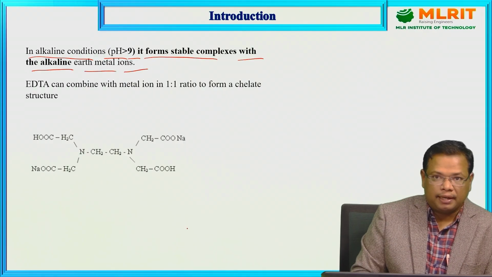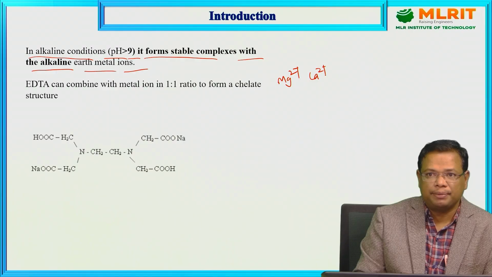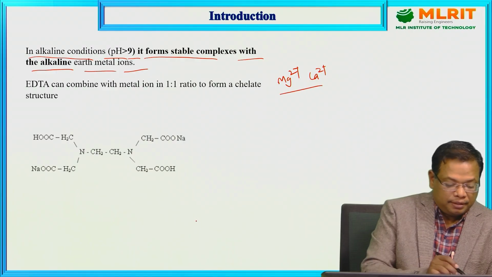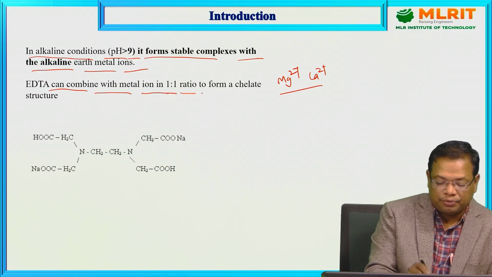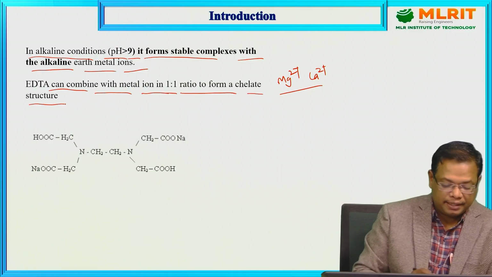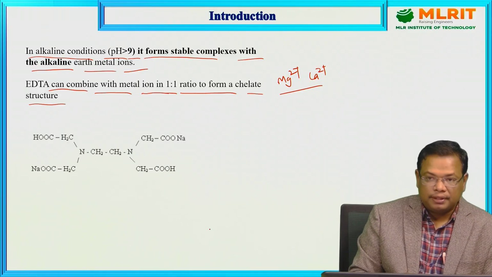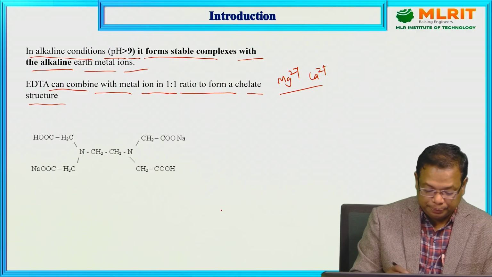So, what are the alkaline earth metal ions? These are the second group elements of the periodic table. These are the alkaline earth metals. EDTA can combine with the metal ions in a 1:1 ratio to form a chelate structure. So, how that chelate structure is formed, I can show you here.